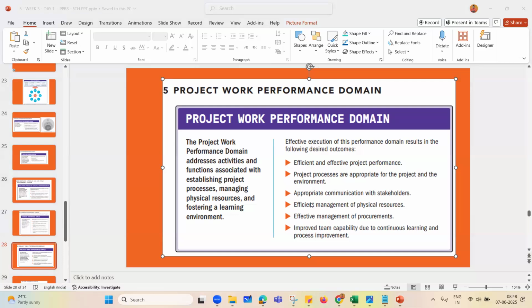Because effective execution ensures the project is delivered on time, within budget, and whatever is required finishes with the quality standards. Okay, any question around this performance domain, everyone? Any question?